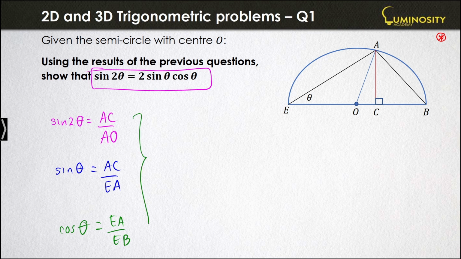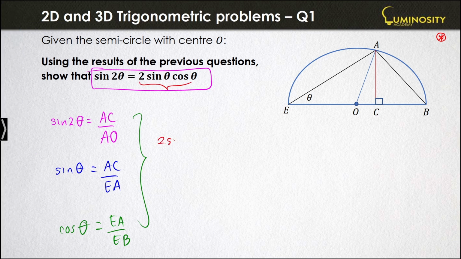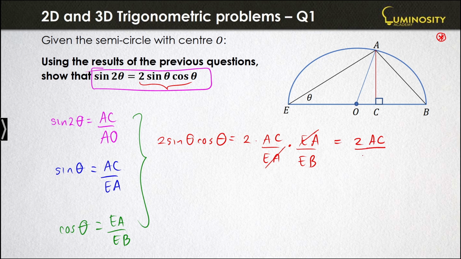Okay, so putting all this information together, let's see what we have. On the right-hand side, 2 sine theta cos theta. If I replace that with the expressions that we created, that's 2 times AC over EA times EA over EB. So now the EAs will divide into each other, because EA is a length and it's a non-zero length, so I can divide it out. And that's 2 times AC all divided by EB. But we wanted to get to this, AC over AO. Then we've shown equality. So now let's look at what we have.